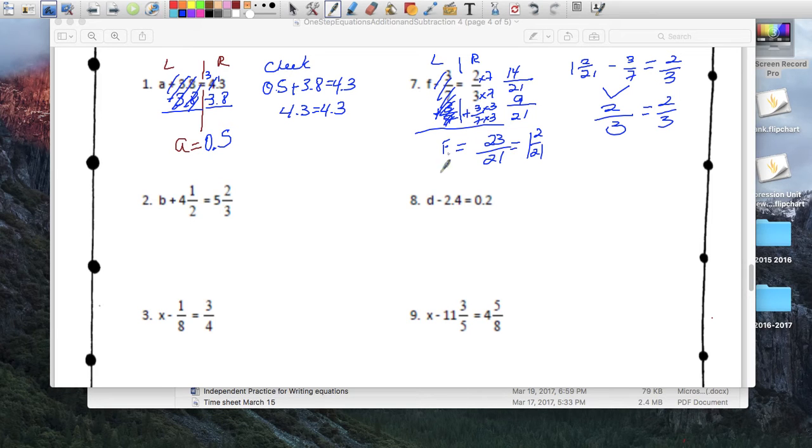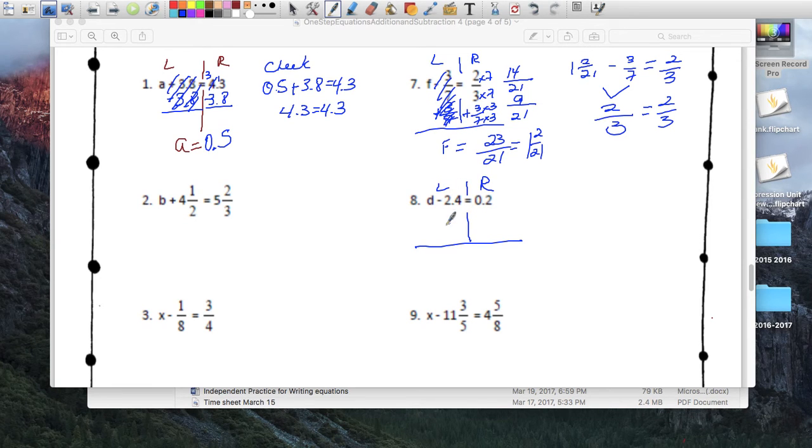Let's see what I can do. Let's see 8. 8's a decimal again. Left side. Right? I like this. This is my left side and my right side. My scales have a left side and a right side. So d minus 2.4 equals 0.2. So it's a minus 2.4.